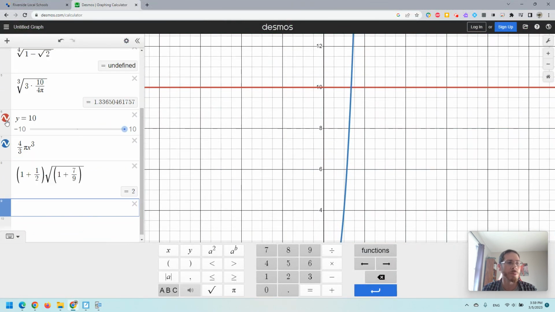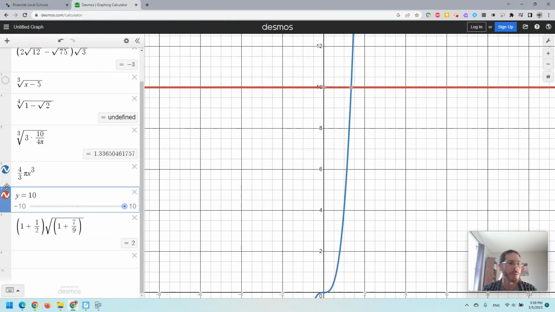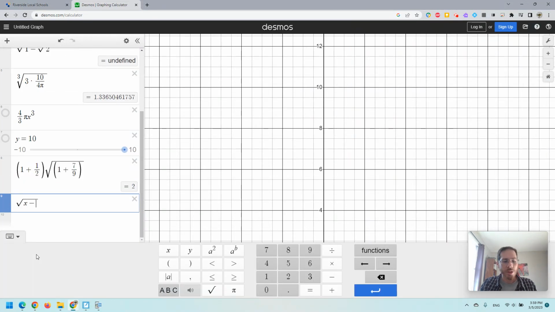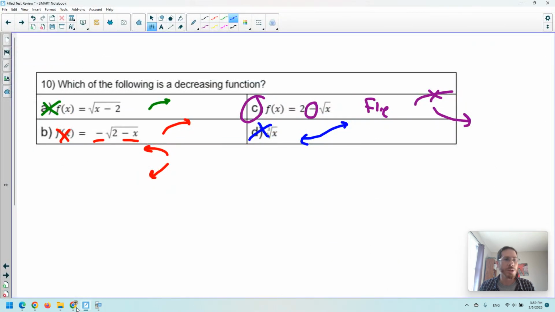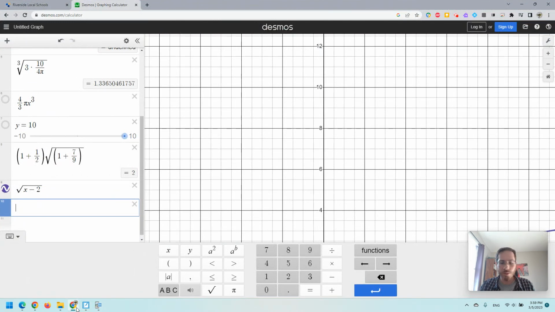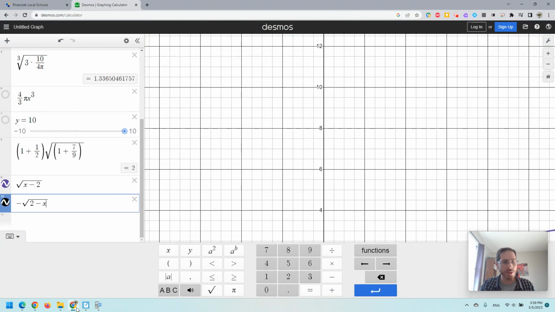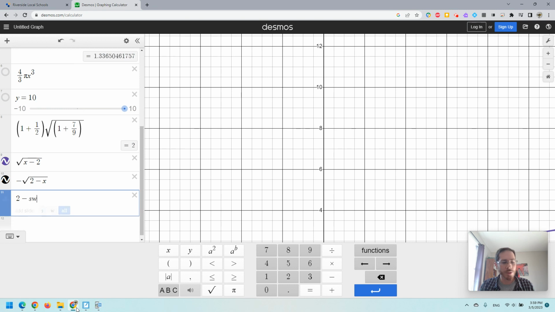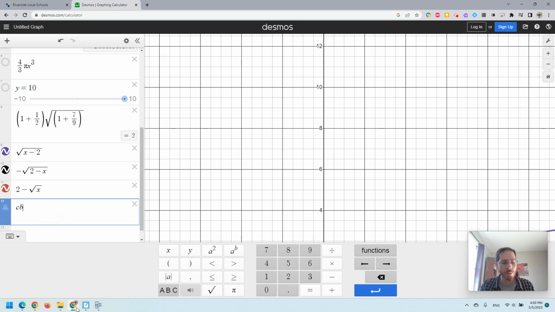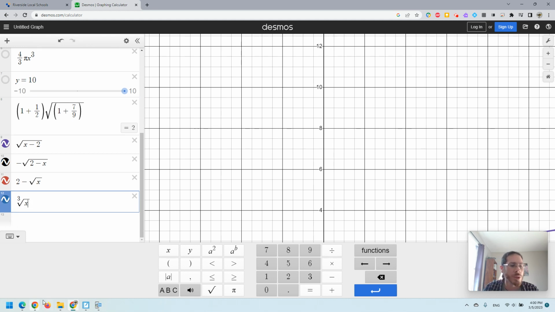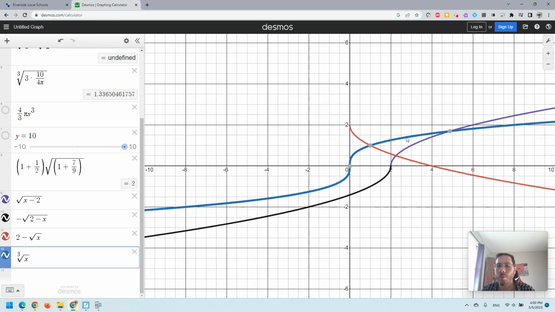So square root of x minus 2. The second one is negative square root of 2 minus x. Third one is 2 minus square root of x. And the last one was a cube root of x. Let me double check to make sure those are all right. Look like they're all good. I'm going to go home so I can see them all. Well, can I see them all?